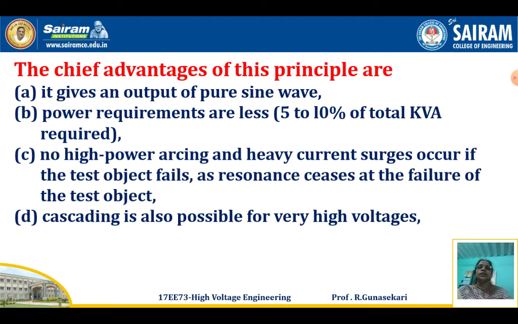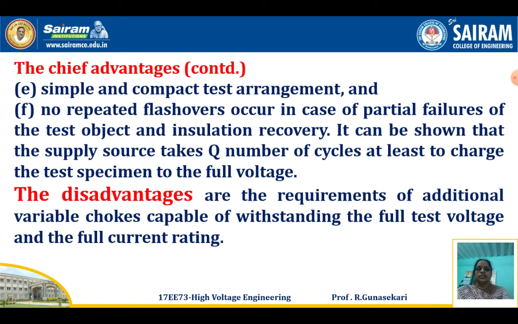First one, it gives an output of pure sine wave. Second one, power requirements are less, that means 5 to 10% of total kVA required. Third one, no high power arcing and heavy current surges occur if the test object fails, as the resonance ceases at the failure of the test object. The fourth one is cascading is also possible for very high voltages. These are the advantages of the resonant transformer.